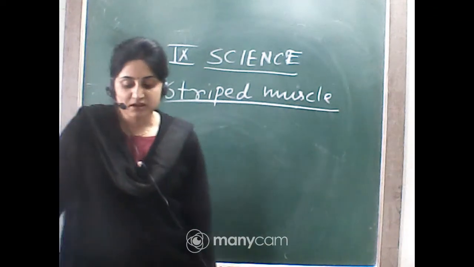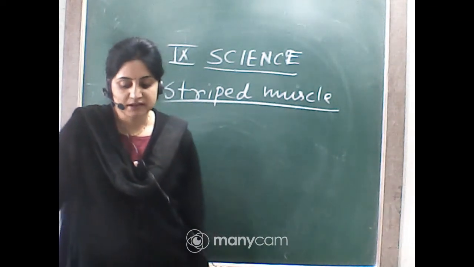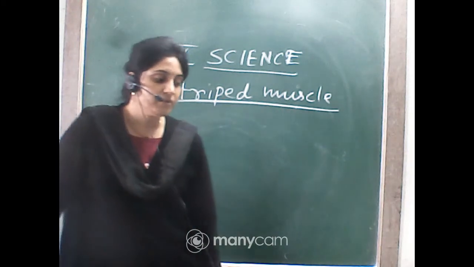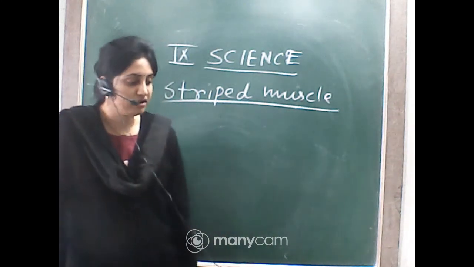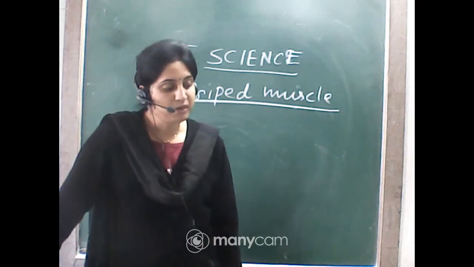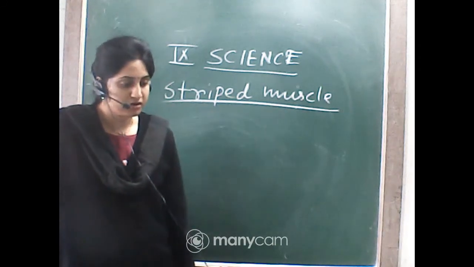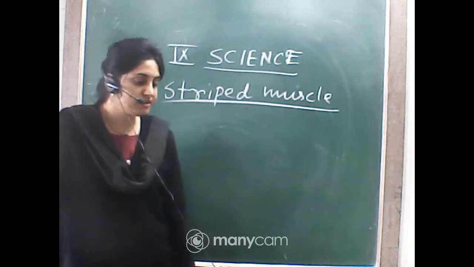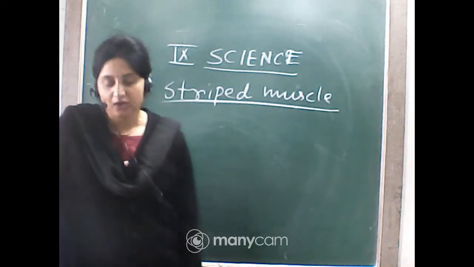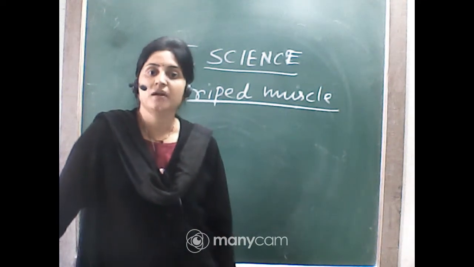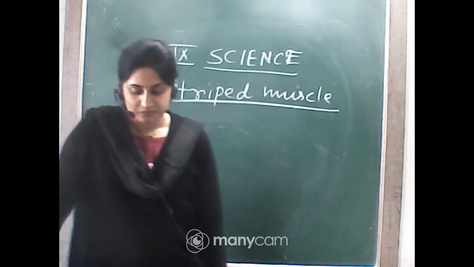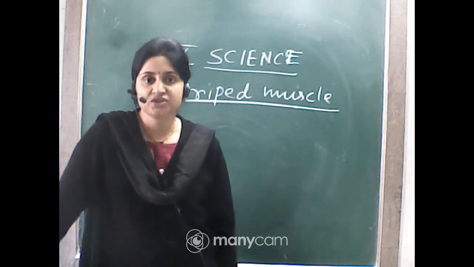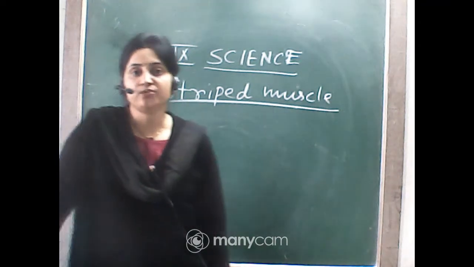Four, cytoplasm of the muscle is called sarcoplasm, which consists of many myofibrils.